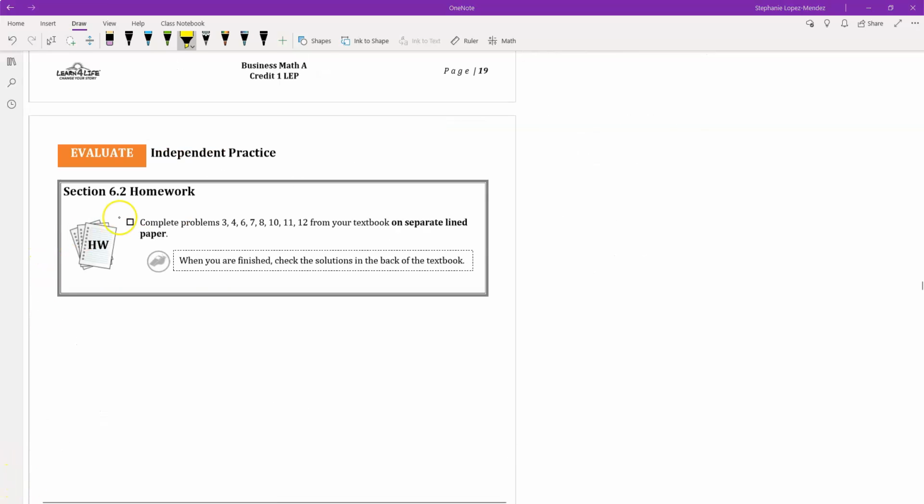Now it's your turn to practice this on section 6.2 of your textbook. Do your homework and complete the problems 3, 4, 6, 7, 8, 10, 11, and 12.